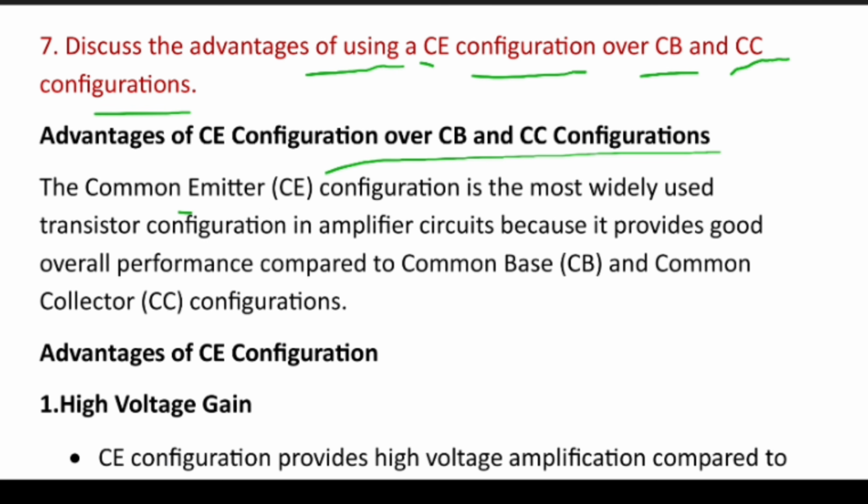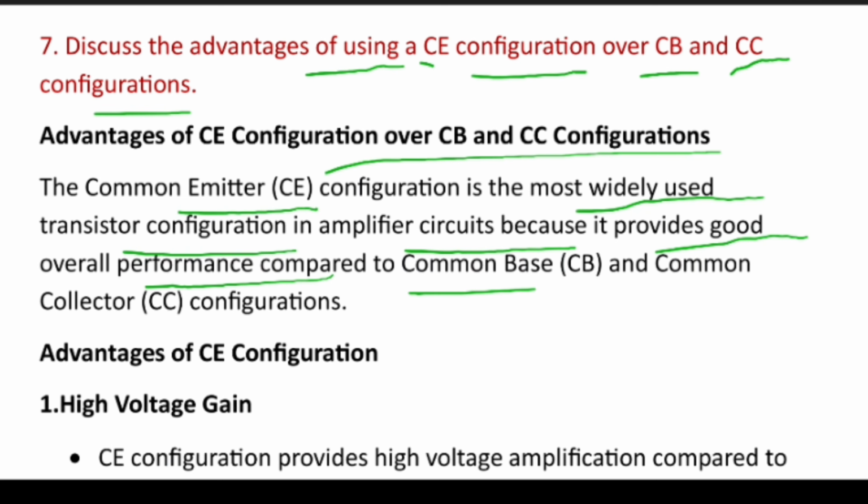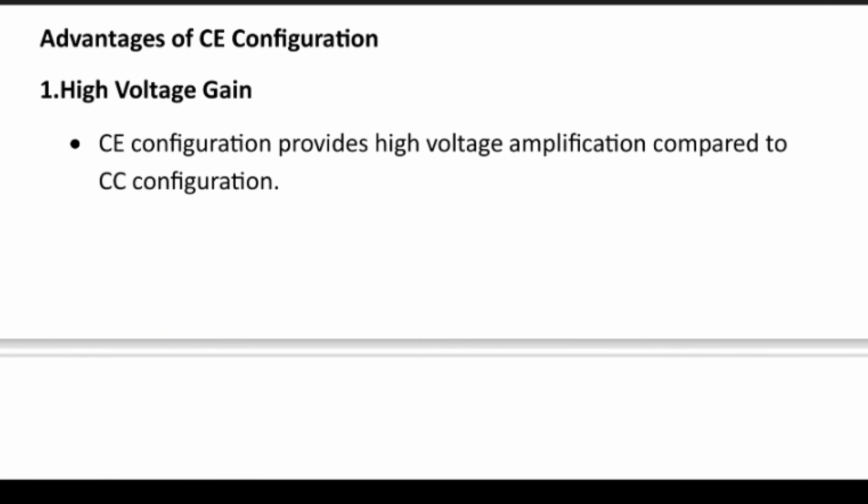Here CE is nothing but the common emitter configuration. It is the most widely used transistor configuration for amplifier circuits, because it provides good overall performance compared to the common base and common collector configurations. So what are the advantages of the common emitter configuration?